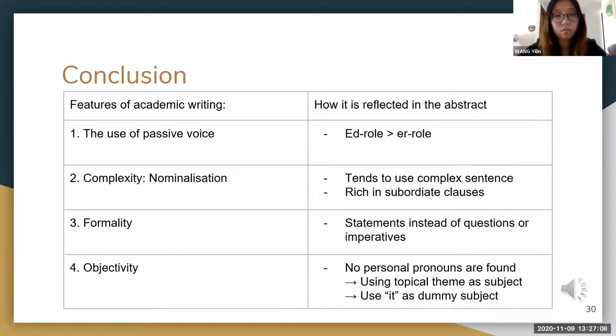3. For formality, no colloquial items or contractions are used. Statements instead of informal questions or imperatives are used in order to show professionalism. 4. For objectivity, no personal pronouns are found in abstract 9. For subject, the author used a topical theme or dummy subject it.